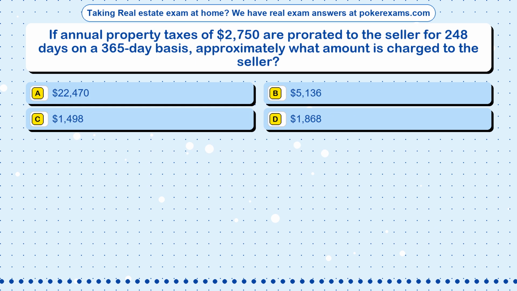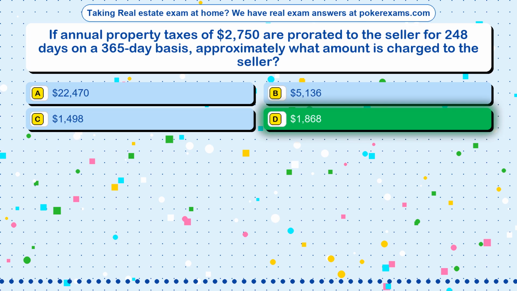Question 32. If annual property taxes of $2,750 are prorated to the seller for 248 days on a 365-day basis, approximately what amount is charged to the seller? Option A, $22,470. Option B, $5,136. Option C, $1,498. Option D, $1,868.